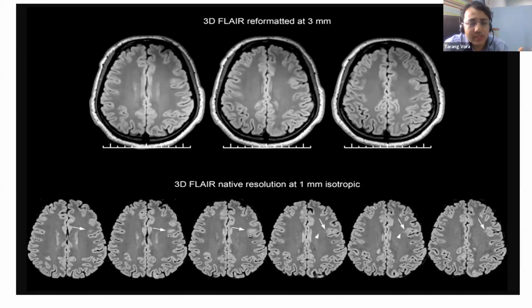For the sequences, we require only two 3D sequences, 3D FLAIR and 3D T1, and one 2D sequence, that is a 2D coronal T2 weighted sequence. Only 3 sequences are sufficient. We don't require any contrast or SWI or GRE sequences. If these 3 sequences are provided, it is sufficient for the surgeon to take it forward for any post-processing.